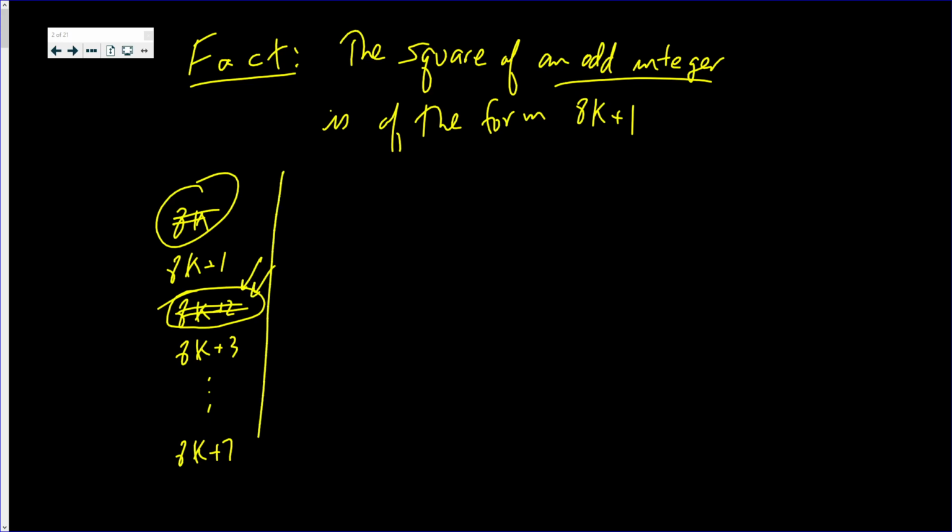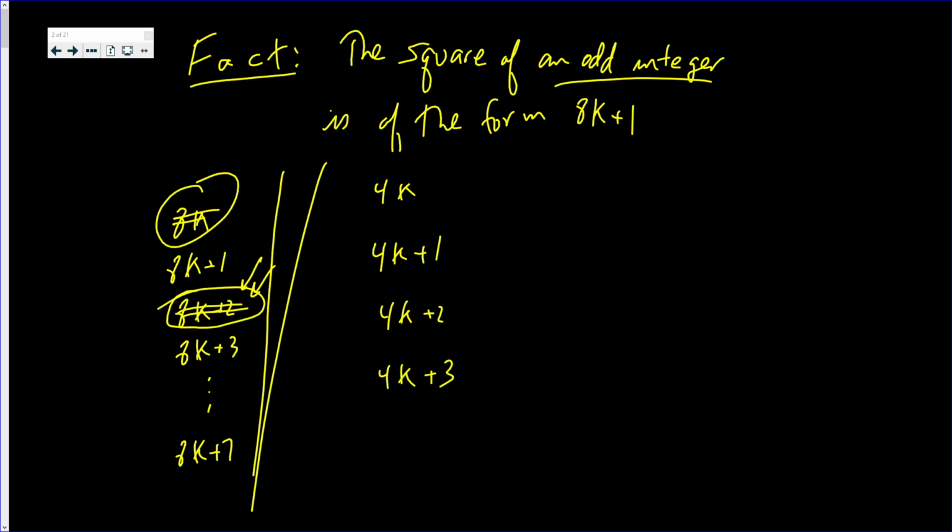But this is a little bit too long. We're going to use division by 4. We know by the division algorithm, every integer is either a multiple of 4, or a multiple of 4 plus 1, or when you divide by 4 you get a remainder of 2, and possibly when you divide by 4 you get a remainder of 3. Every number can be written this way.